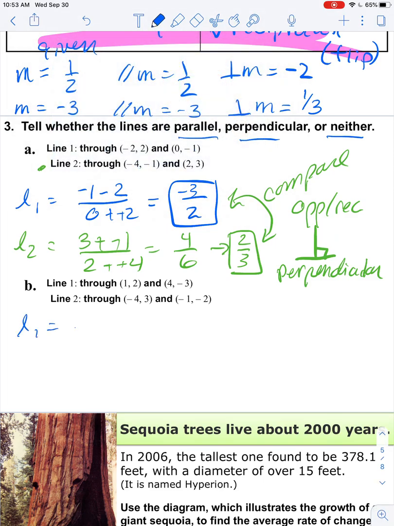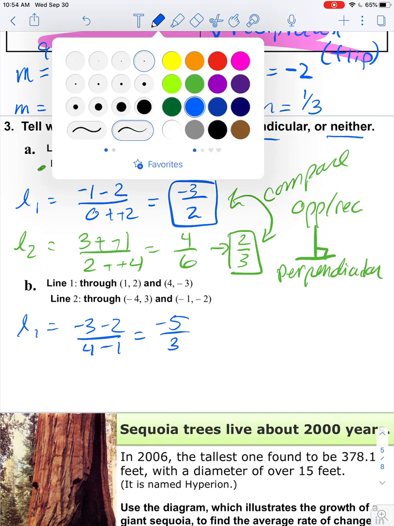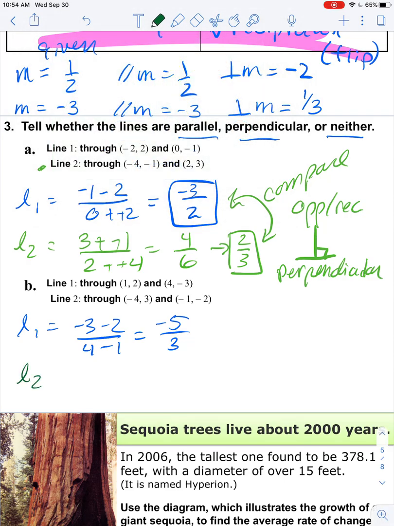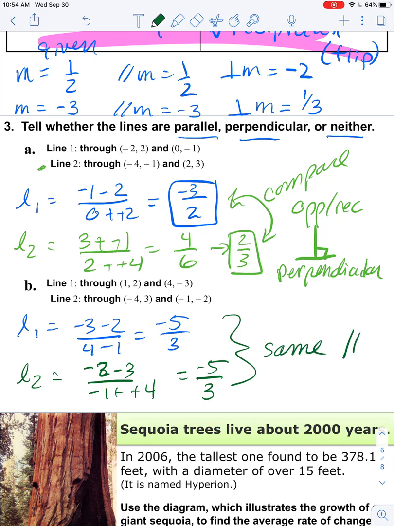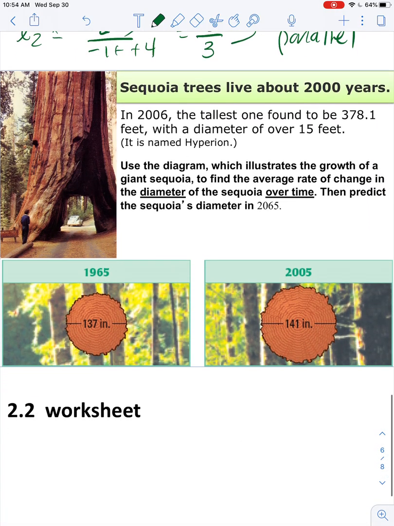Okay, here again, I'm going to take line 2 and just go ahead and do my slope. The biggest thing here is going to be to know that on a test, when it asks you to determine if they're parallel or perpendicular or neither, that just means to go ahead and find the slopes and then compare them. So let's do line 2. y2 minus y1 over x2 minus x1. So that's going to be -5 over +3. These two are the same, and therefore they are parallel.